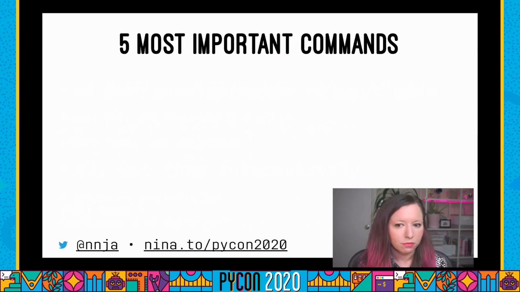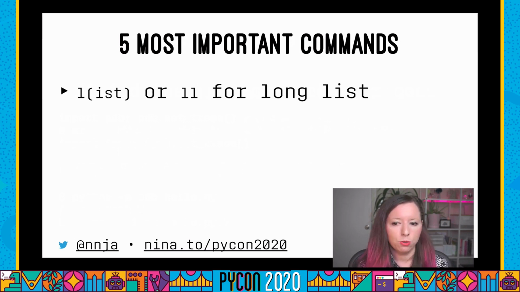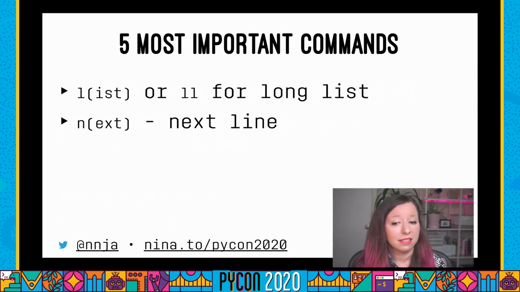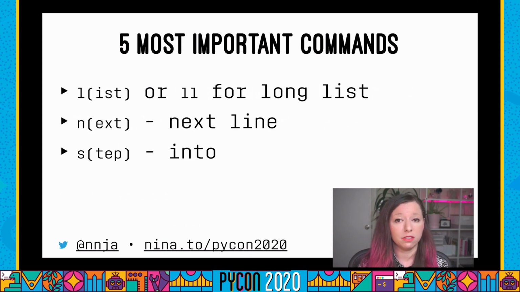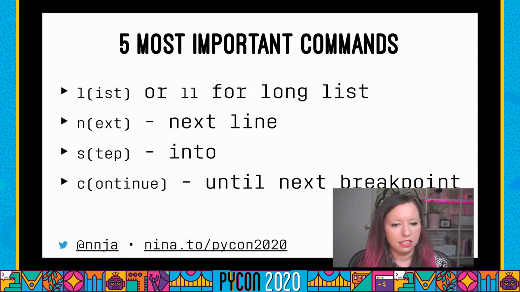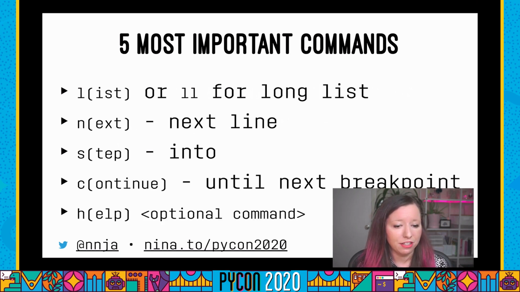You have options. And I really think that you should learn more about the tool as you use it, but there are only a handful of commands that you need to learn to be productive. There is L for list, or LL for long list. It's going to print out the code around the breakpoint that was hit. There's N to go to the next line, S to step into. For example, if there's a method being called, you can enter into it. Otherwise, it's just going to go to the next line. C for continue until the next breakpoint or until the program completes. And then lastly, H for help. You can also provide an optional command, which is really easy if you forget how the debugger works.